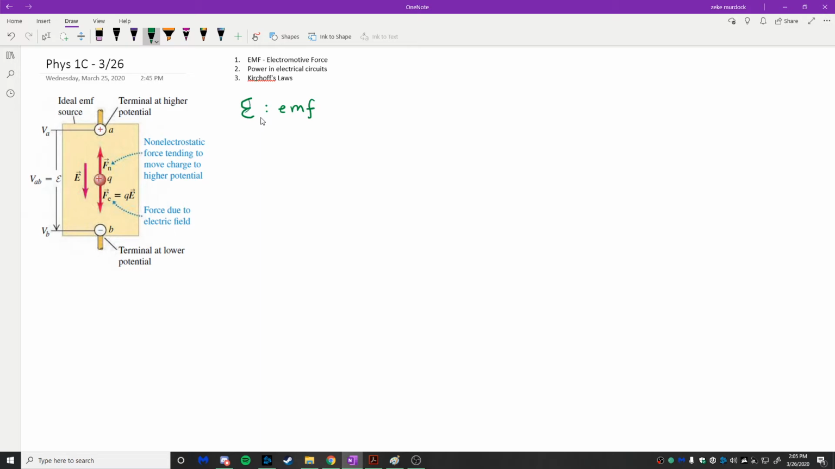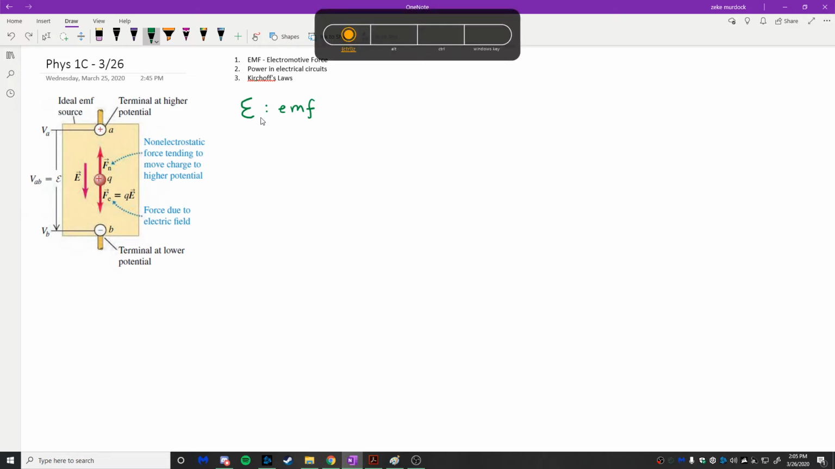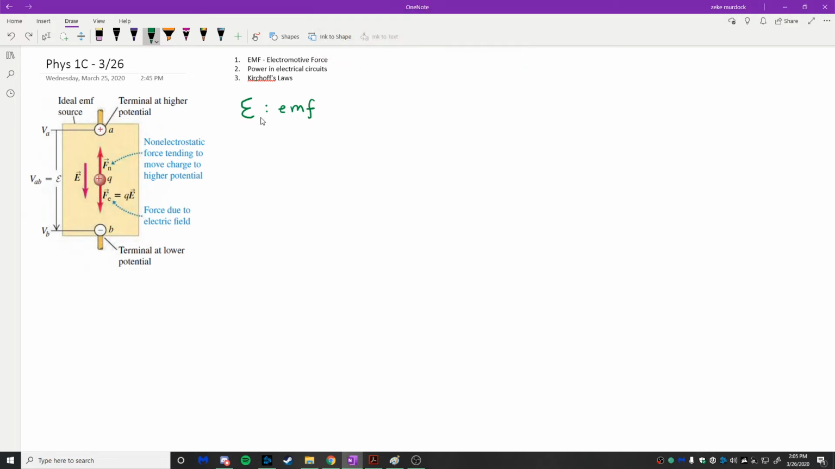So the symbol is E. And this is a representation of a source of EMF. They call it an ideal EMF source. And what that means, ideal EMF source means it has zero internal resistance.